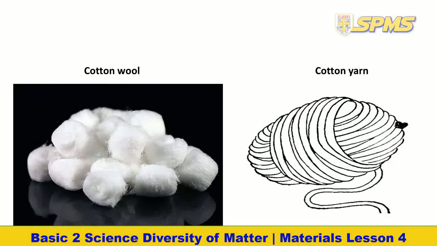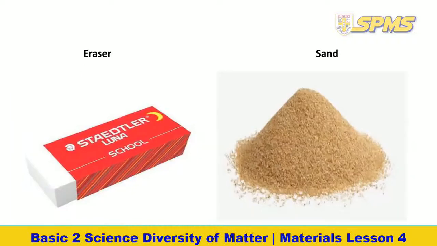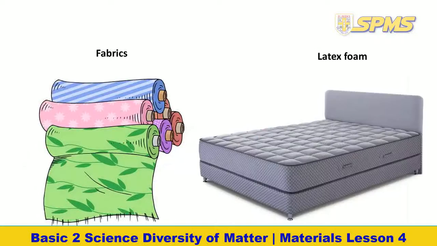Let's move on. Cotton is also a material. We use cotton for so many things. We'll have a lesson on that too, the usefulness of materials. So don't worry, we are looking at just the examples. So we have cotton yarns. Cotton yarns are also useful items. Erasers, sand. You see the heap of sand on your screen? They are materials. Fabrics, they are all materials. Foam, the ones we sleep on or the ones we even use for other things.